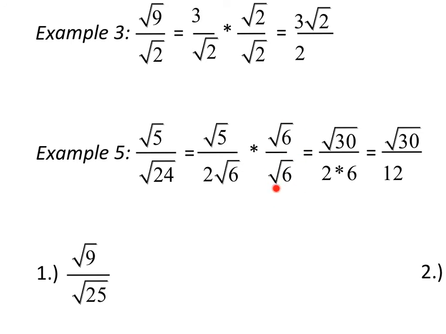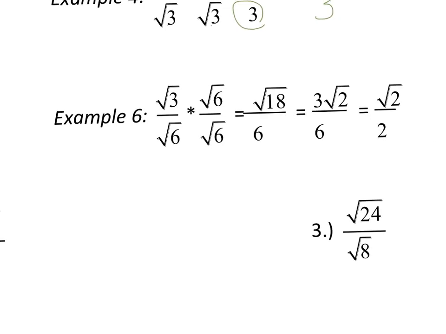So multiply it by itself on top and bottom, and multiply across. Square root of 5 times square root of 6 is square root of 30. Square root of 6 times square root of 6 is just 6. But do not forget about this 2 right here. He has to tag along. So I have the 2 from over here times the 6 from multiplying my square roots, and that's where I get 12. Okay. Square root of 30 is 2 times 3 times 5, so that doesn't break down. I'm going to leave it just like that.